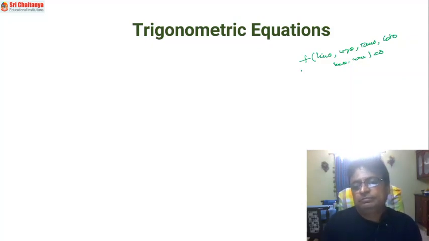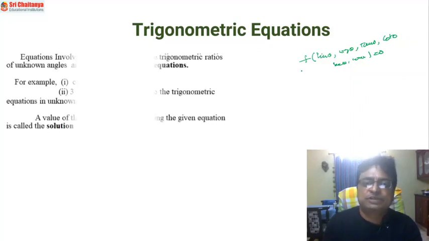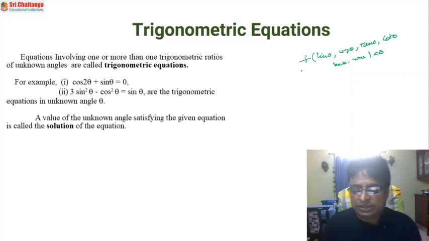Before discussing the solutions of the trigonometric equations, here I would like to introduce the terms and terminology which are very helpful for solving them. Now, first of all, concentrate on the trigonometric equation. As I said, equations involving one or more than one trigonometric ratios of unknown angles are called trigonometric equations.